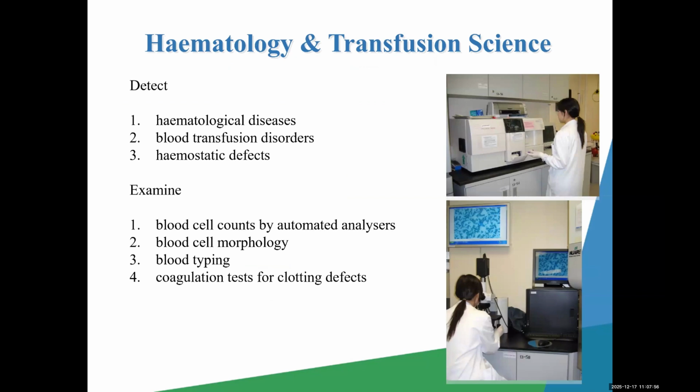The third one is hematology and transfusion science. As the name says, it mainly focuses on hematological disorders, for example leukemia, and in the laboratory we also deal with blood transfusions. You need to do blood group matching. So in that lab, the MLT is responsible for examining the blood cell count and the blood cell morphology, doing the blood typing and also the coagulation tests.